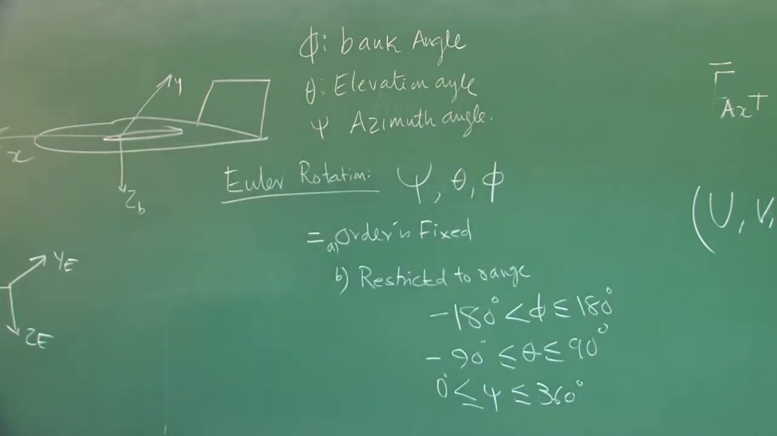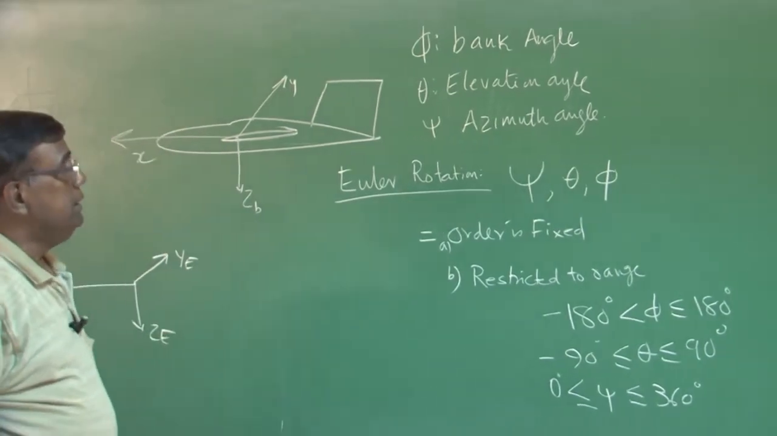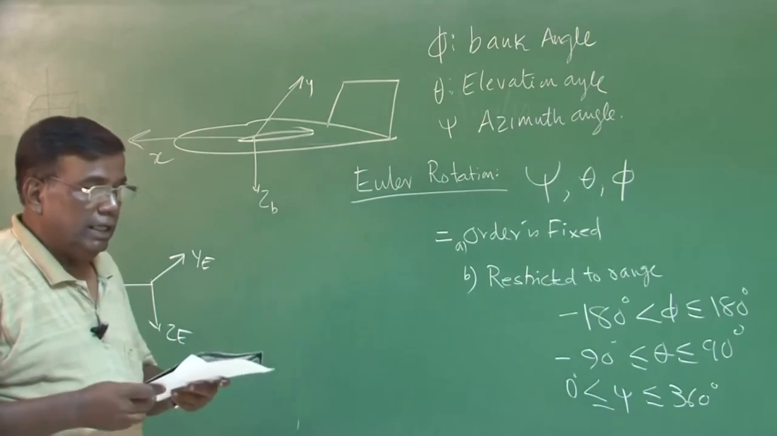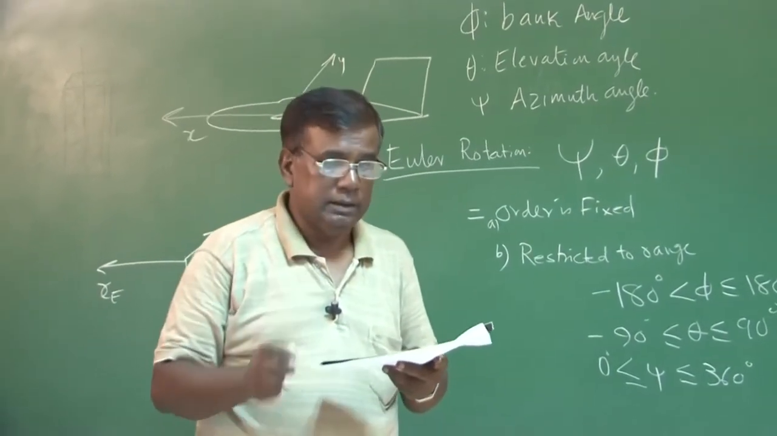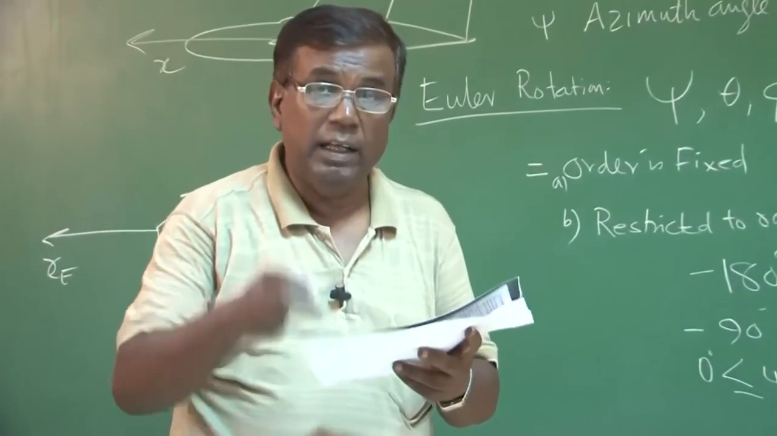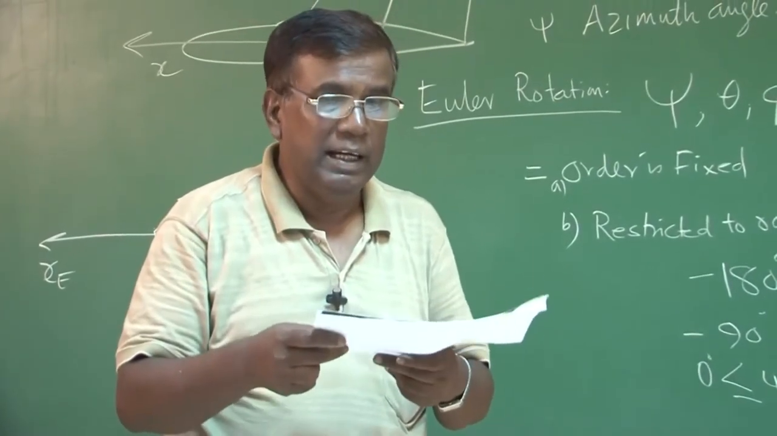Please understand one thing. Loosely we often say phi as bank angle, theta as pitch angle, and psi as yaw angle, which is not strictly correct. Why? See the point. What is theta? Theta is not about the body axis. Please understand, theta is not about the final orientation axis, right? Theta is about an intermediate axis.